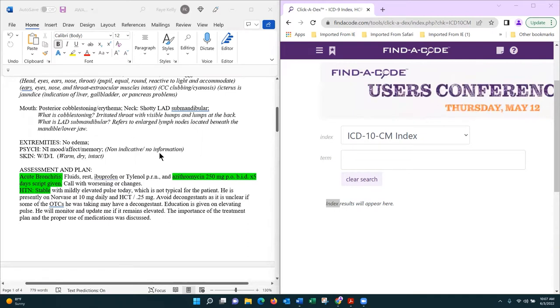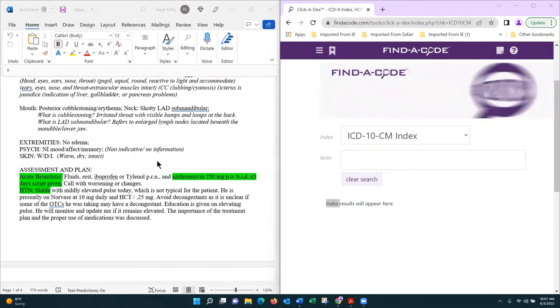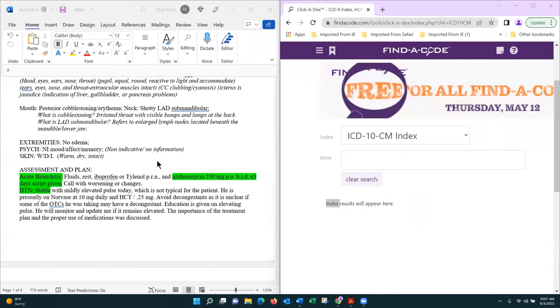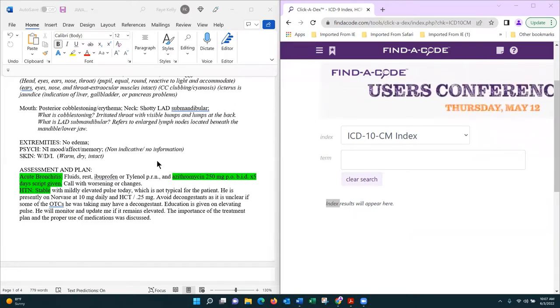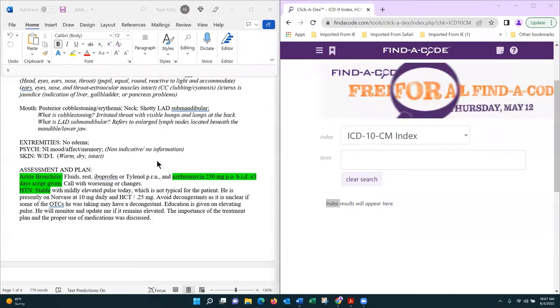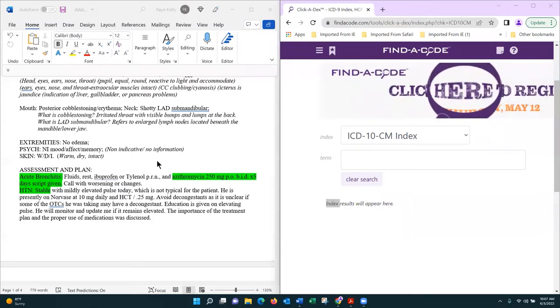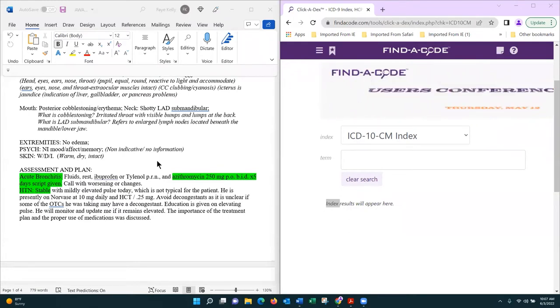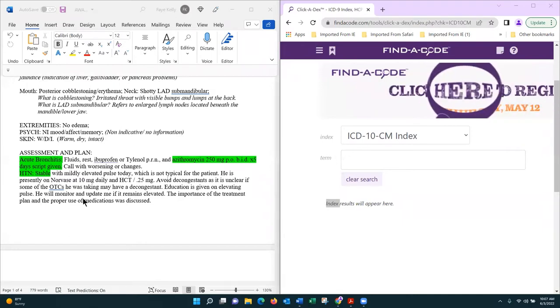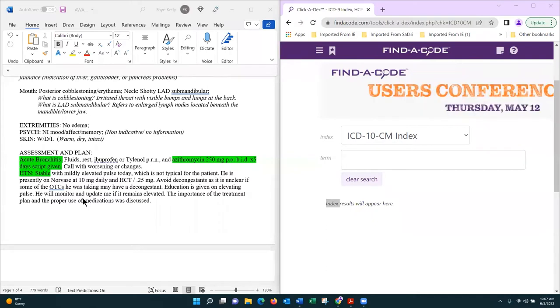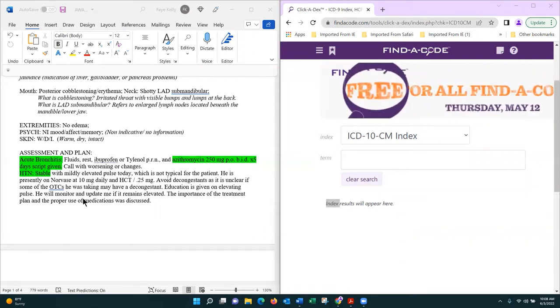For the assessment and plan, the physician has determined after his examination that the patient has acute bronchitis. So that's one diagnosis. His plan for that is fluids, rest, ibuprofen, or Tylenol. Then he ordered a prescription of azithromycin, which is an antibiotic, and instructed the patient to call with worsening or changes. The second diagnosis he indicated in the assessment was the hypertension. It's stable, with a mildly elevated pulse today, but there's no indication that that's a problem.